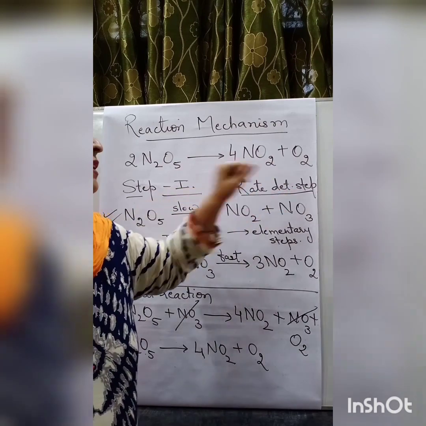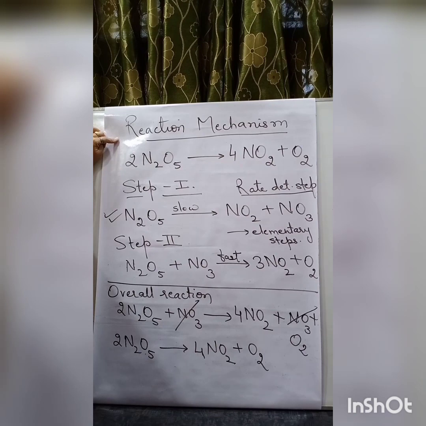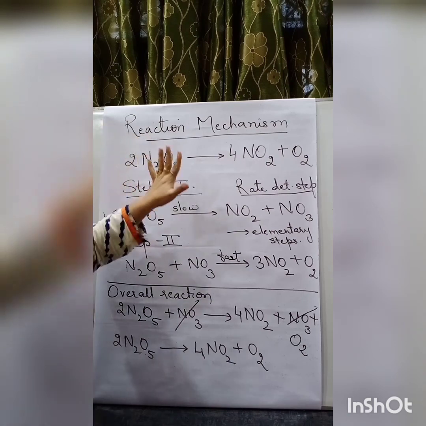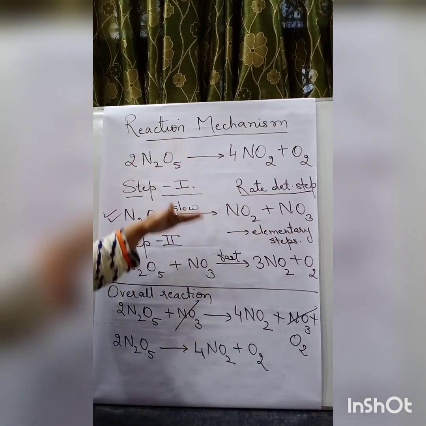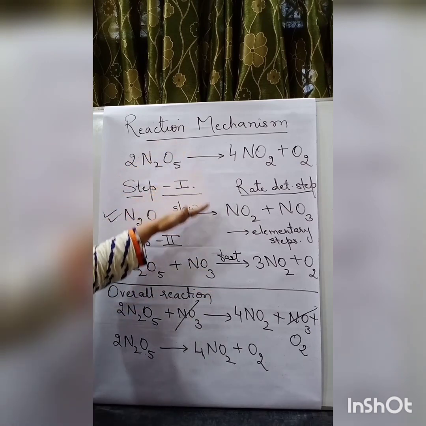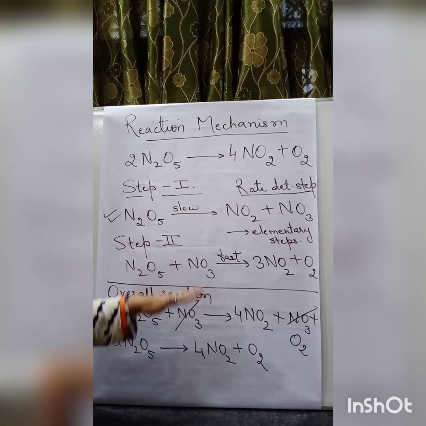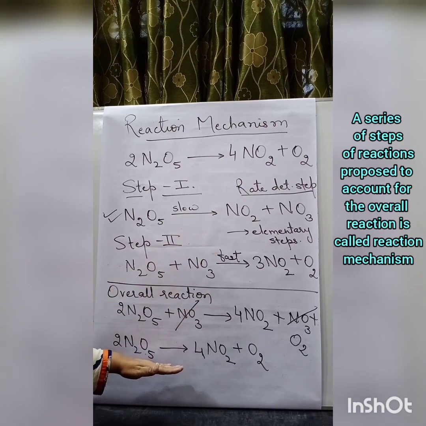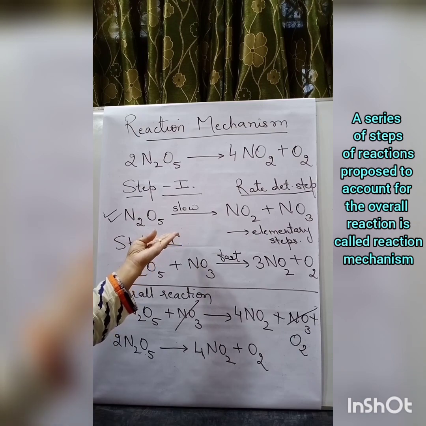That slowest step is known as the rate determining step. So now how do we define this term reaction mechanism? Reaction mechanism is defined as a series of steps of reactions proposed to account for the overall reaction. That is known as reaction mechanism. The definition is given here.